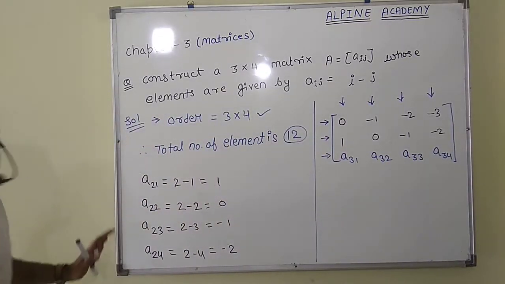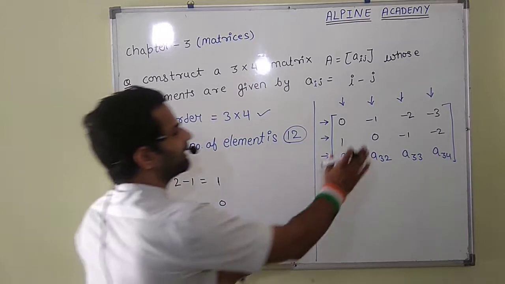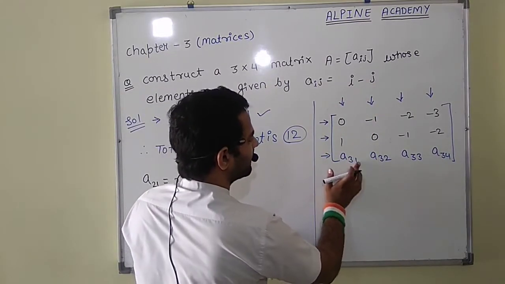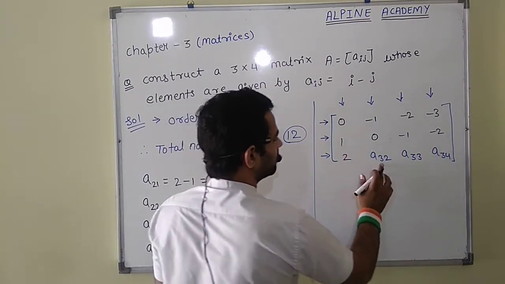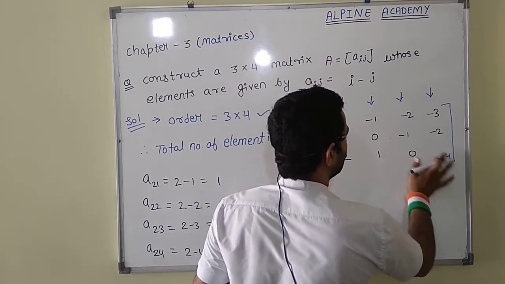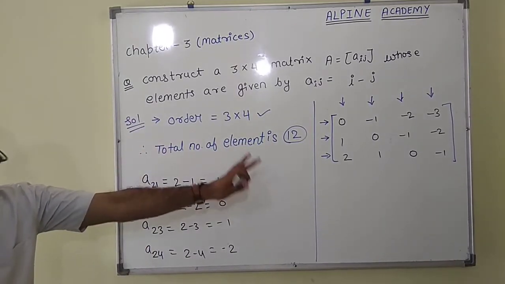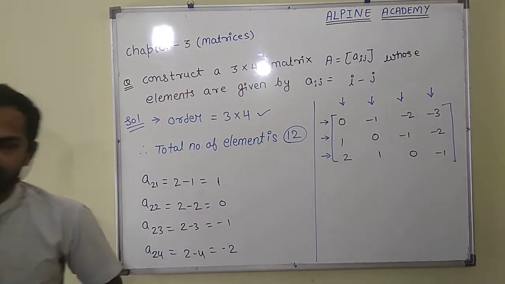Now the third row. You can simply see i minus j: 3 minus 1 is equal to 2, 3 minus 2 is equal to 1, 3 minus 3 is equal to 0, and 3 minus 4 is equal to minus 1. So this is our required matrix according to the given condition.